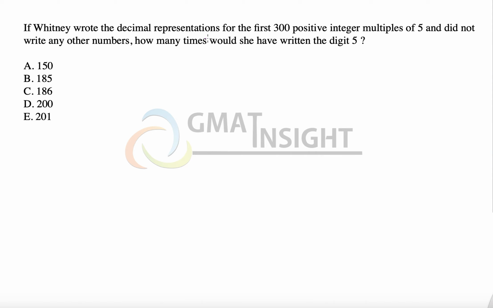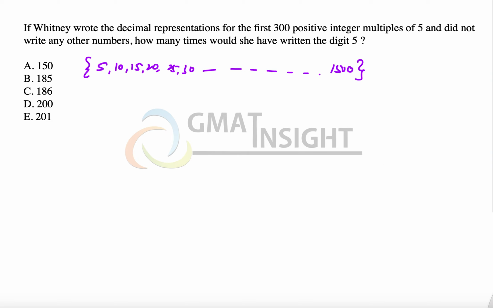If Whitney wrote a decimal representation for the first 300 positive integer multiples of 5, so the numbers that we have in the set are 5, 10, 15, 20, 25, 30, and it's going on. We have to write 300 positive multiples of 5, so the last number will be 300 times 5, which is 1500. And she did not write any other number, that means we have 300 numbers. Then how many times would she have written the digit 5?